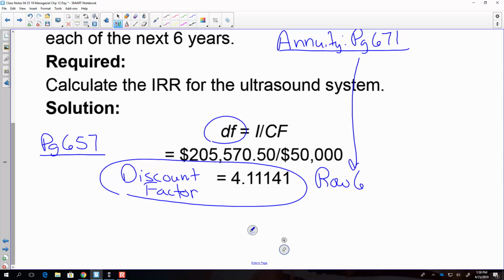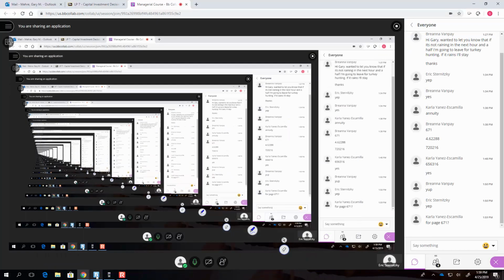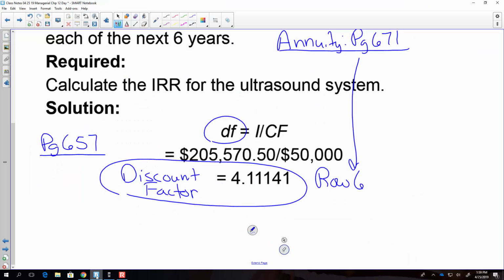Carla, are you with us? What interest rate on row 6 has 4.1141 in it? Yeah, page 671 because it's an annuity, Carla. 4.1141. Row 6. What interest rate? 12. Awesome. Great job. That's it.